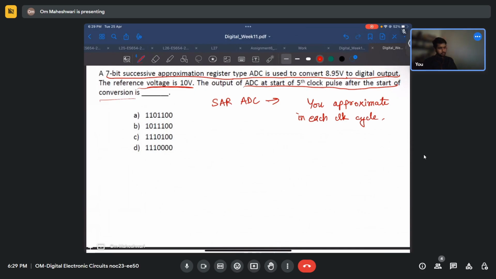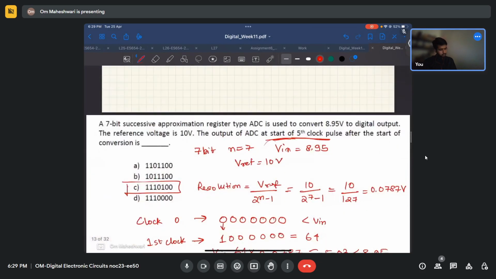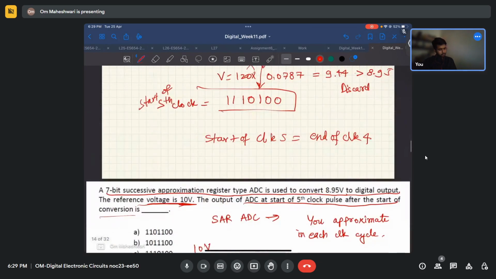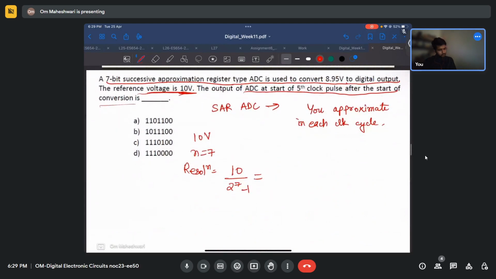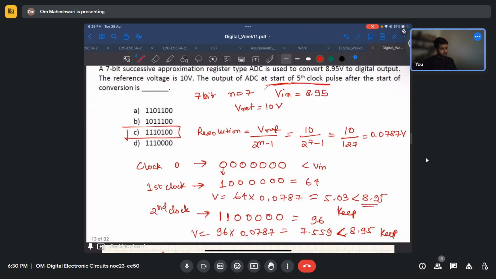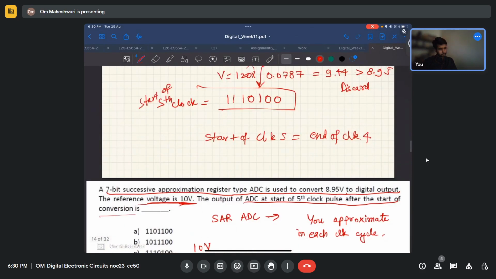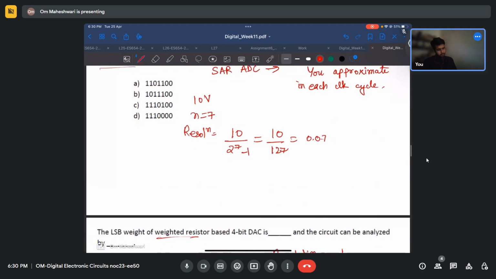So here the reference voltage is 10 volts and the number of bits is 7. So your resolution is 10 upon 2 to the power 7 minus 1, it is 10 upon 127, I'm just copying the value, 0.0787. So the first step is you found the resolution.